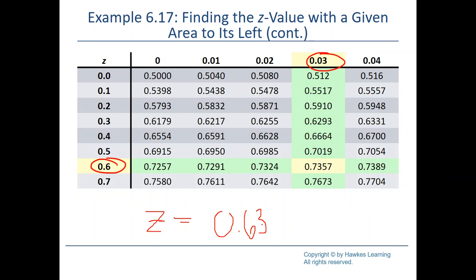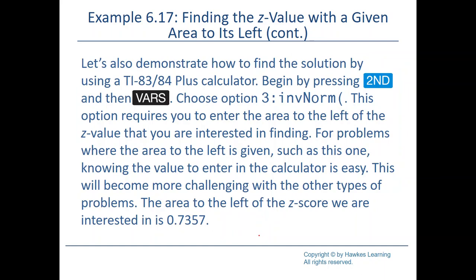So remember that you have these calculators. We can also use our calculator as well. So let's also demonstrate how to find it using the calculator. First, you're going to start by pressing second vars, and then you're going to look at option 3. Option 3 says invNorm, which basically is the inverse of a normal. This option requires you to enter the area to the left of a z-value, and you're going to find basically your p-value in there.